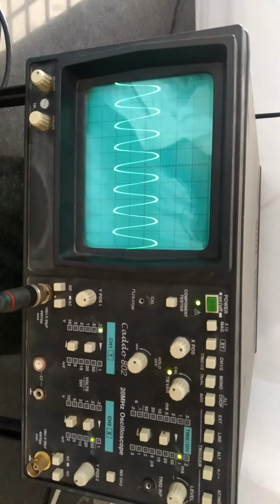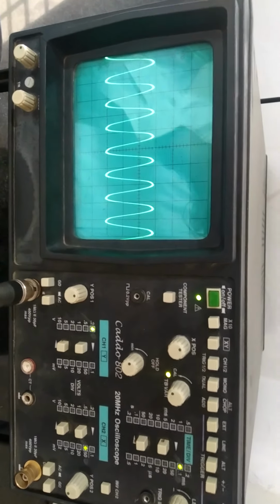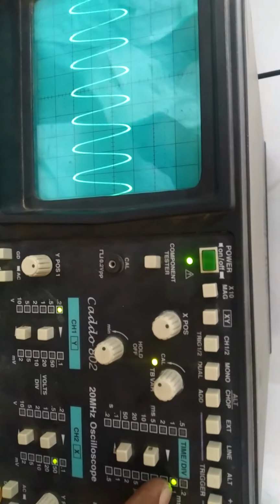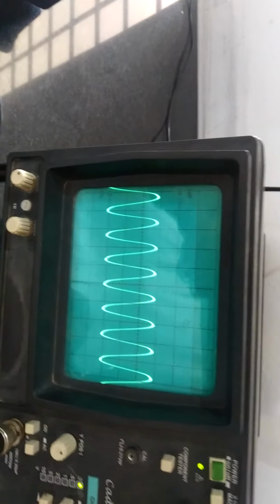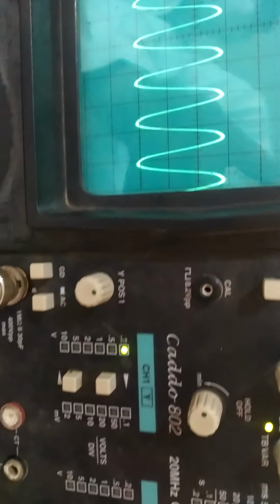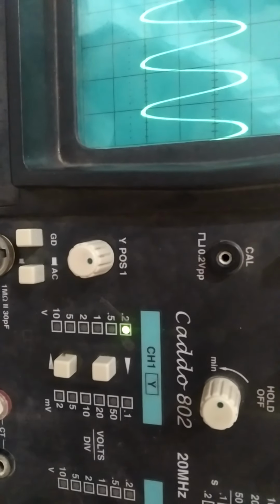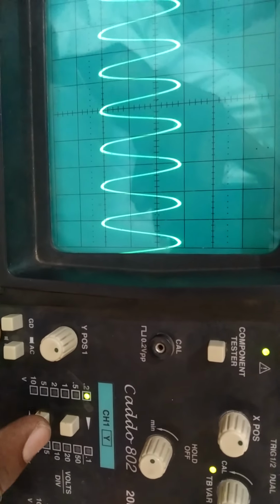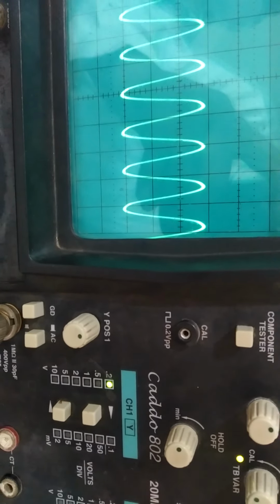So in the CRO, the preliminary adjustments are made such that you should get a clear image of the signal. So this is for the time division. Approximately we will keep the time division either at 0.1 or 0.2, such that you get the exact clear sine wave formation. And the voltage division you should keep in the 0.1 range. This is the volt division, this is the time division. Either you can increase or decrease here, similarly here also. Keep this in the 0.2 range.